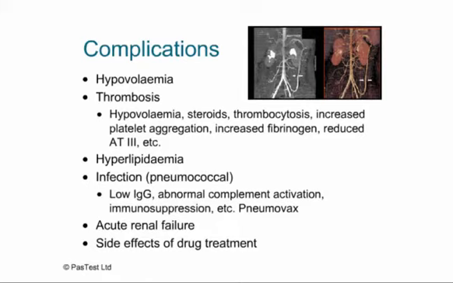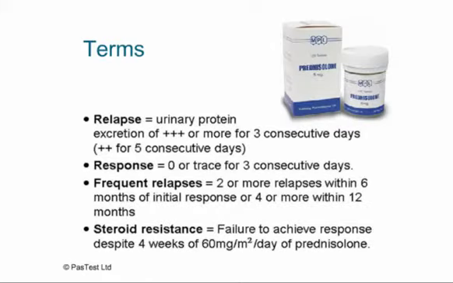Let's just consider some terms in the nephrotic syndrome. We know that the nephrotic syndrome is a relapsing and remitting disease and will do so for many years often. So a relapse is defined as urine protein excretion of 3 pluses on dipstick testing for 3 or more consecutive days. An alternative definition is one of 2 pluses on dipstick testing for 5 consecutive days. A response is defined as 0 or trace from 3 consecutive days. And somebody who's defined as having frequent relapses has 2 or more relapses within 6 months of their initial response, or 4 or more within a 12-month period.